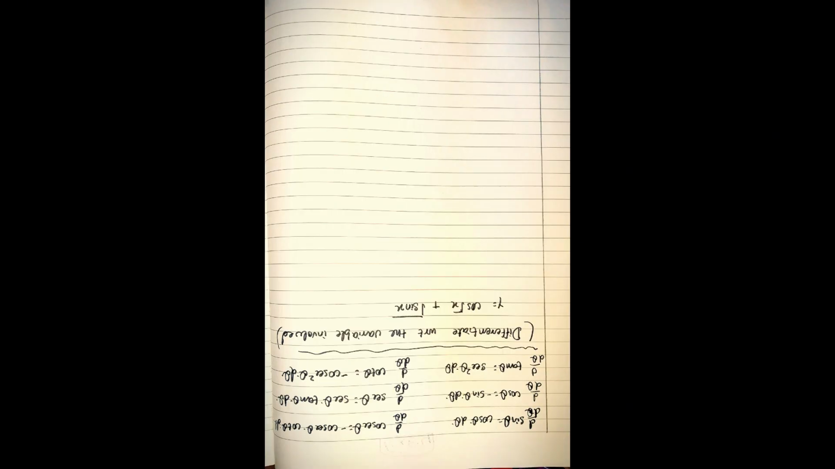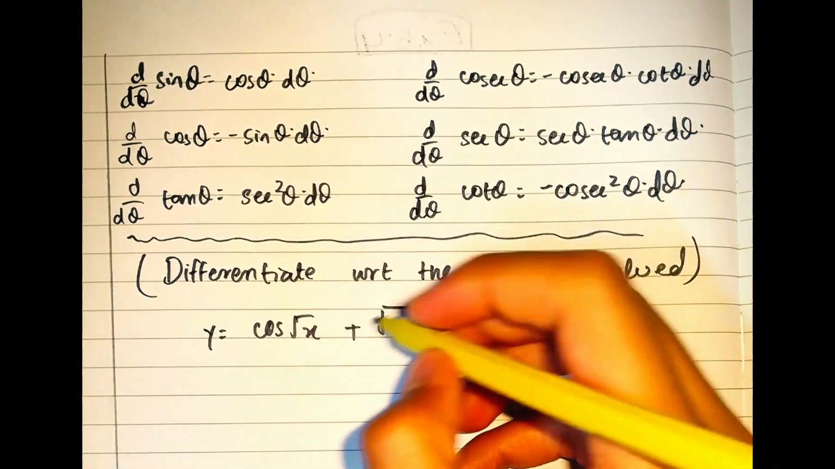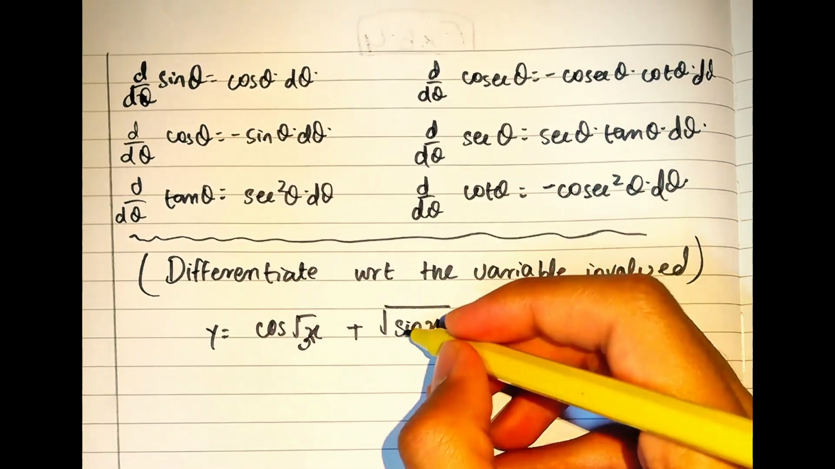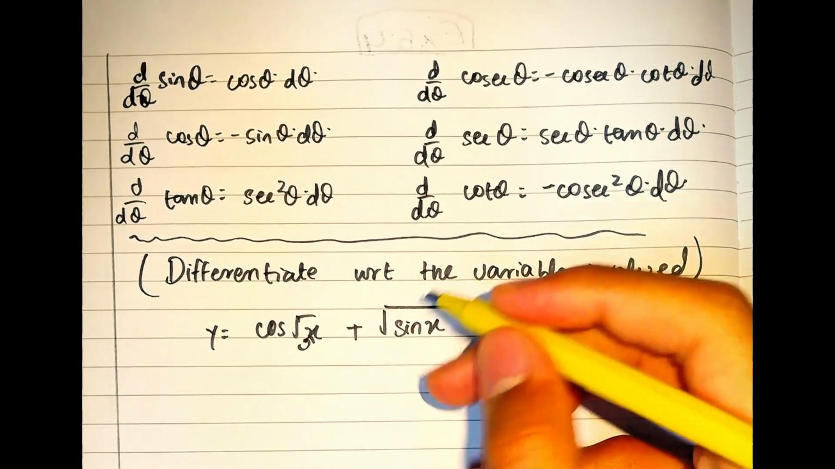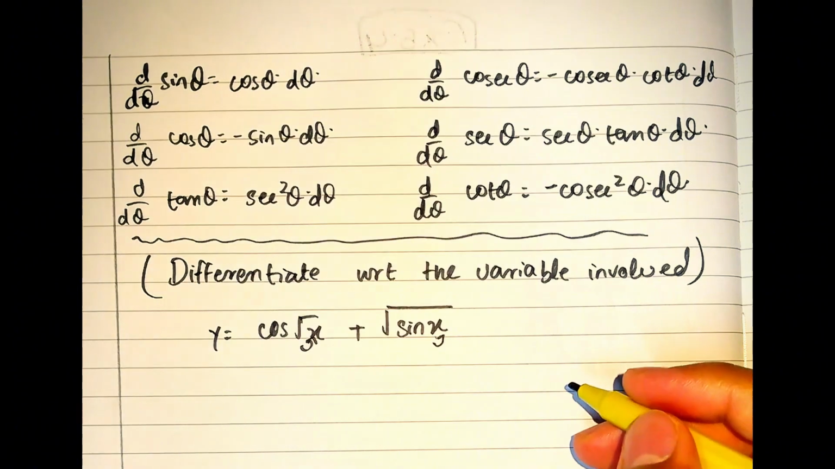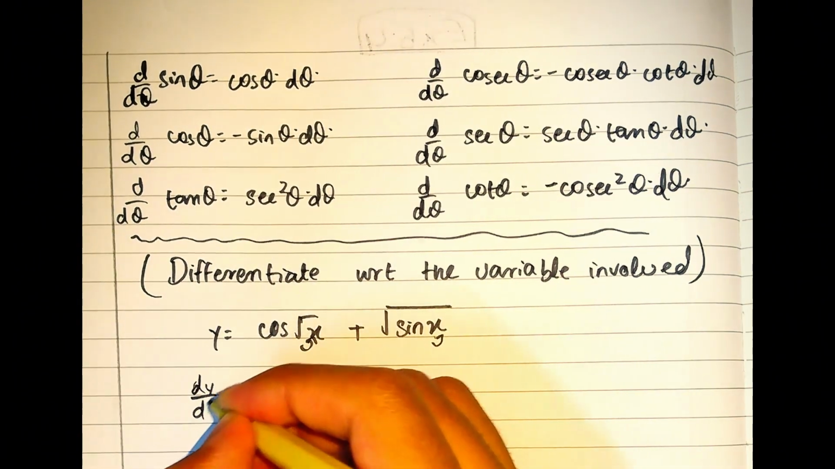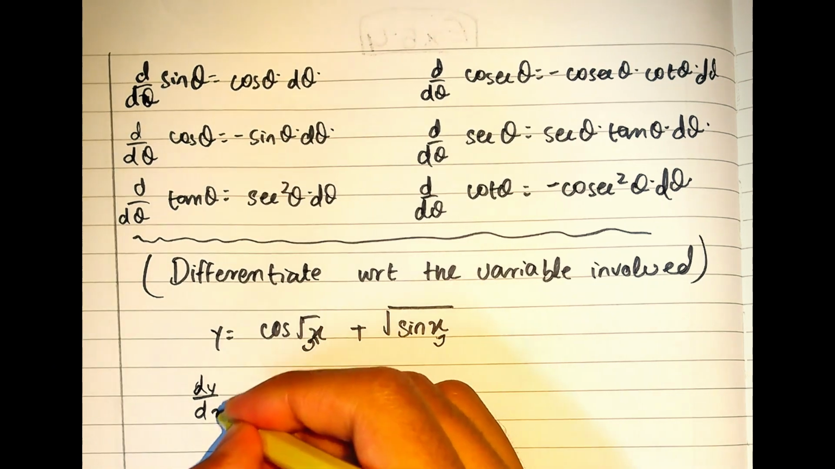Okay, so now in this video, we have to differentiate with respect to the variable involved. Now, the variable for cos root x is x, and the variable for sine entire root x is again x. Okay, so we have to use these variables in our differential calculating process. So we have dy by dx. Now, what is the variable? It is x. So d by dx.